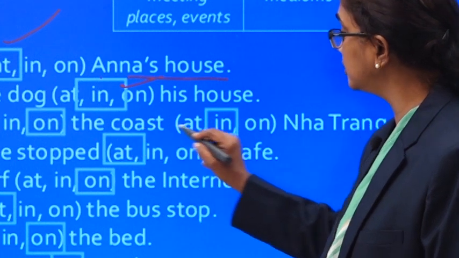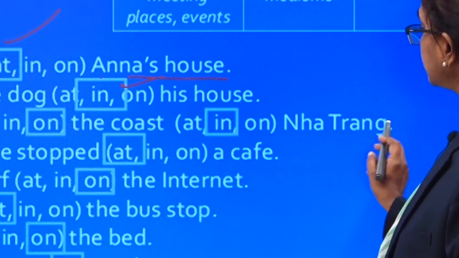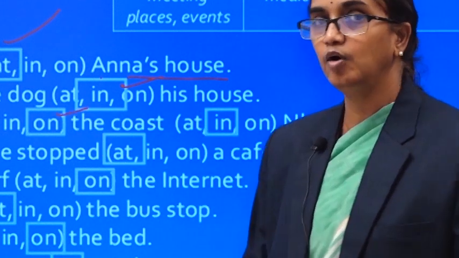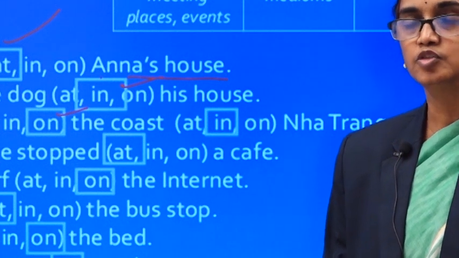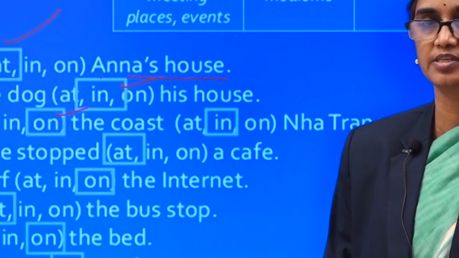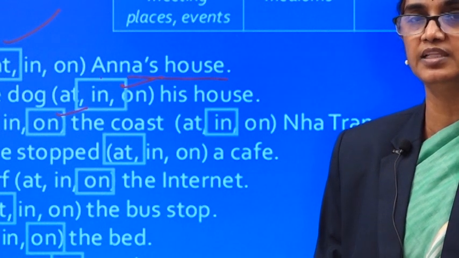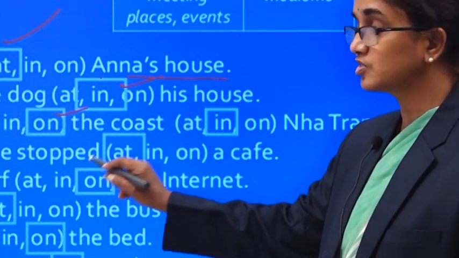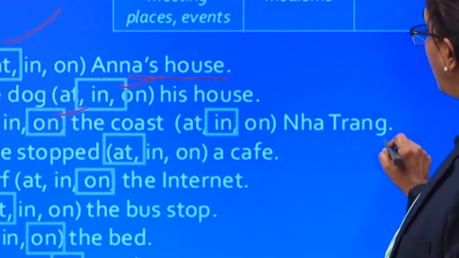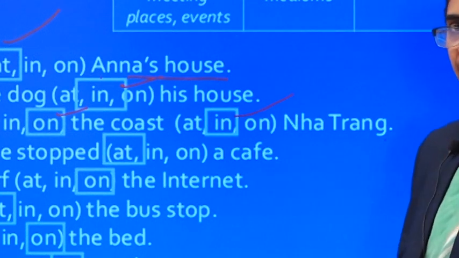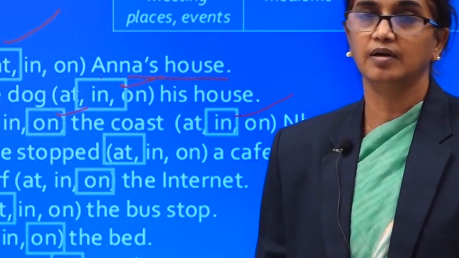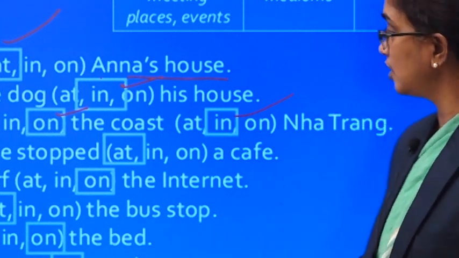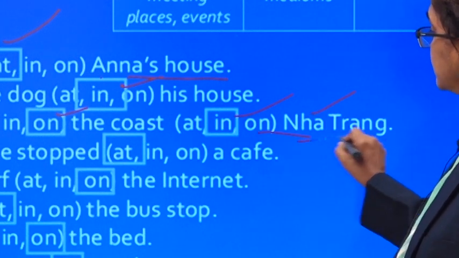His house dash the coast dash dash Nha Trang. His house is on the coast. My house is on 10 James Street. So when you're talking about the street, you will say on the street. My house is on the Gandhi Marg, on the Gandhi Street, on the coast, on the street. Then dash Nha Trang, in Nha Trang. Nha Trang is a place. I live on the Gandhi Street in Tenali. This is how I say. So with reference to the place, we use in.